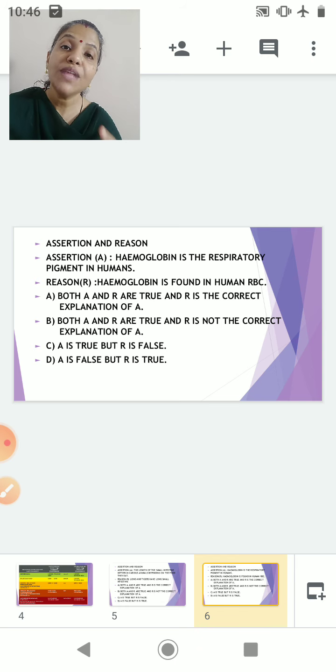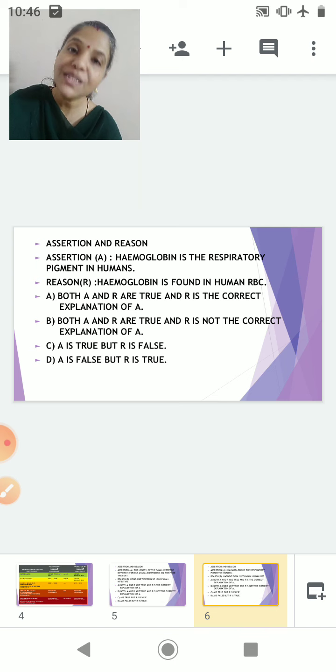So both of them are true. But our reason is not supporting our assertion. Our reason is not an answer for our assertion. So let us see here. The first option says both A and R are true and R is the correct explanation of A. No, R is not the correct explanation. R is also a statement. It is not an explanation of our A.